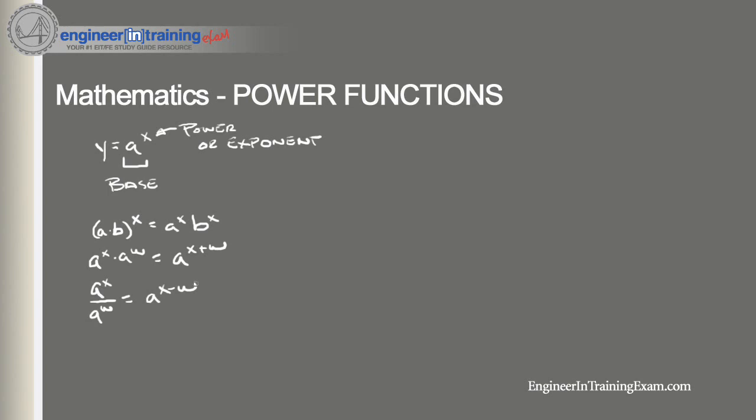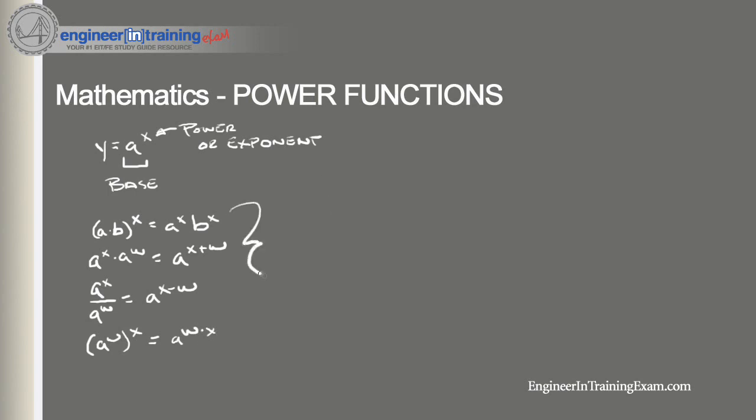Now, if the base in itself is a power function and is raised again by another power, say a raised to the w, and that's raised to the x, this can be rewritten by multiplying the exponents together and setting it against the original base. So in other words, it can be rewritten as a raised to the w times x.